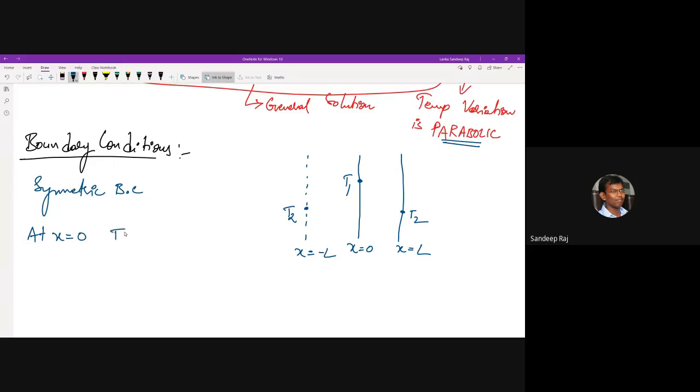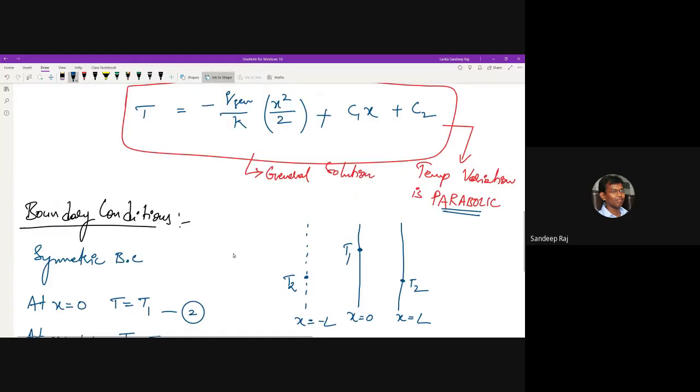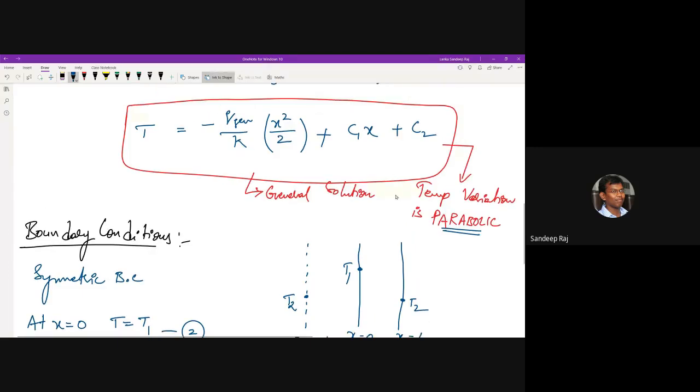Okay. Now, from this, what you can write is at x is equal to 0, temperature is equal to T1. At x is equal to plus or minus L, the temperature is equal to T2. Okay. So let me call this 2, let me call this 3, and this equation, let me call it 1.